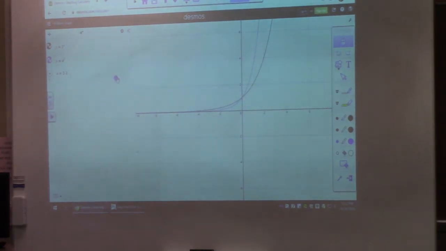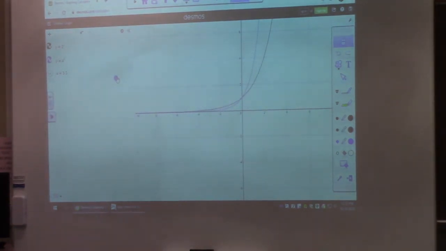Any questions? What's the range for any standard exponential function? From 0, not touching, to infinity. Yeah, 0 to infinity would be the range. What's the domain? Everything. Minus infinity to infinity, the whole real line. All real numbers. So I think that's useful to notice.